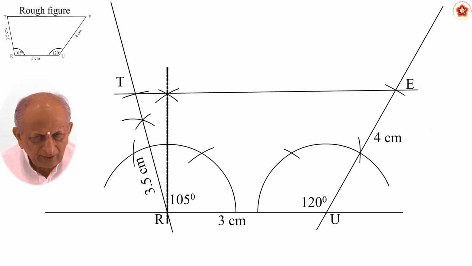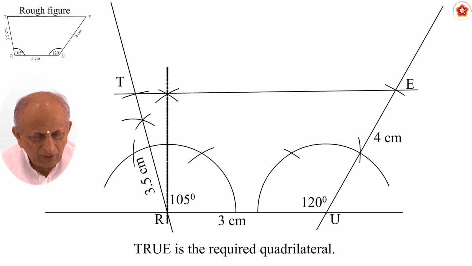We have put a real figure also now using pencil and scale only. Even though you have a protractor, the construction is to be done with the compass as far as possible because it gives an accurate angle. So TRUE is the required quadrilateral. Will you write the steps of construction yourself? As you are done now, the same thing must be written point by point.